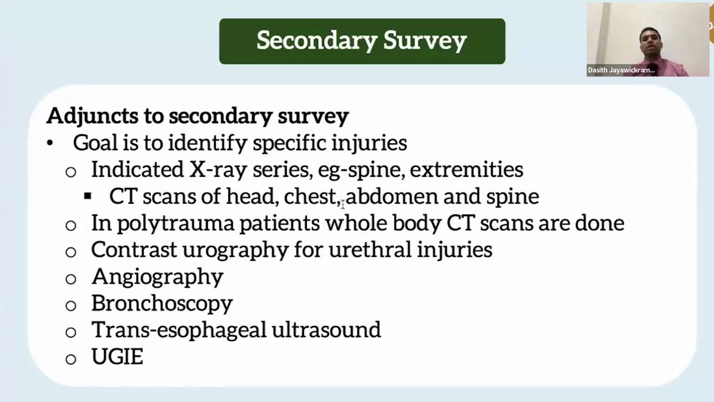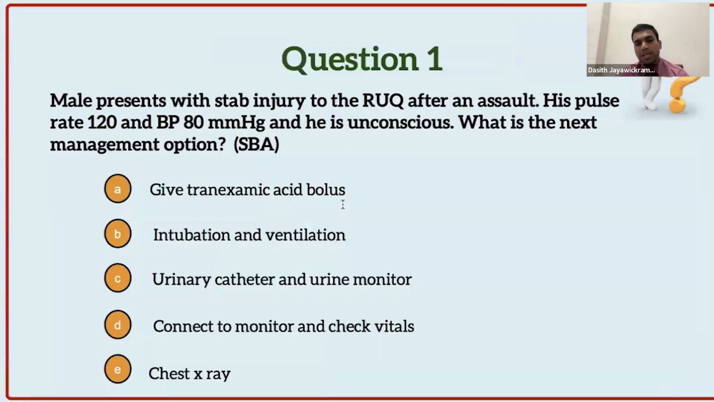Angiography. For example, a patient is coming with a compound fracture of the tibia and fibula, and there's no pulse distally. There's no dorsalis pedis or posterior tibial artery pulse, low saturation, a pale limb. So we suspect there's an arterial injury. So we do an angiogram and see at what level the artery is injured, and depending on that, do the necessary vascular intervention. Bronchoscopy, transesophageal ultrasound, upper GI endoscopy to check whether there's any upper GI bleeding.